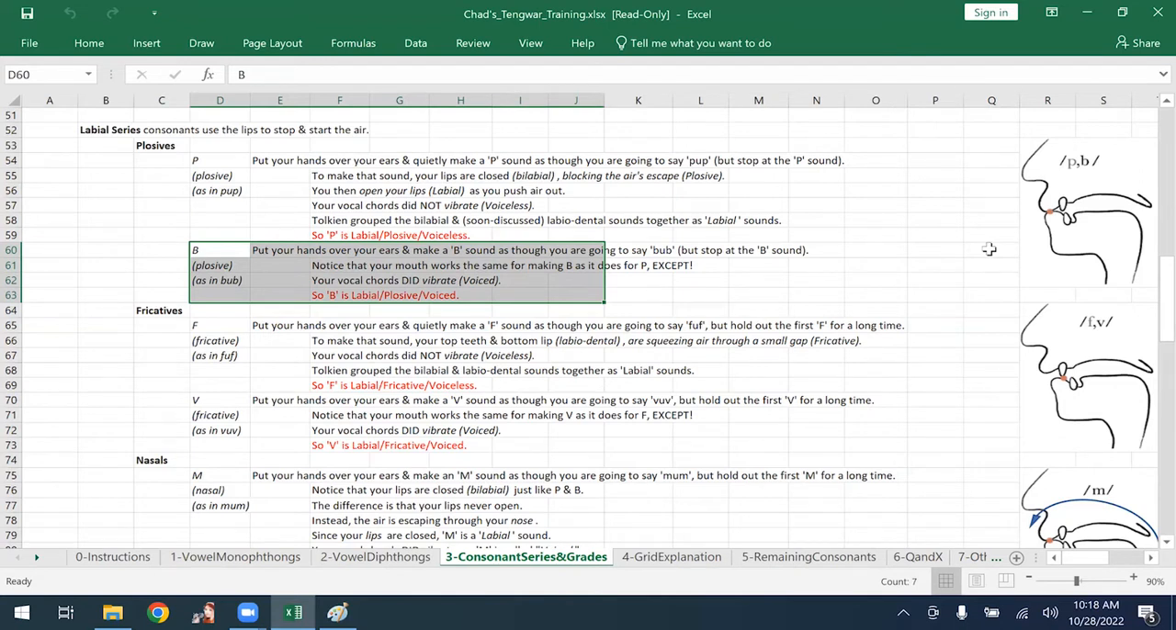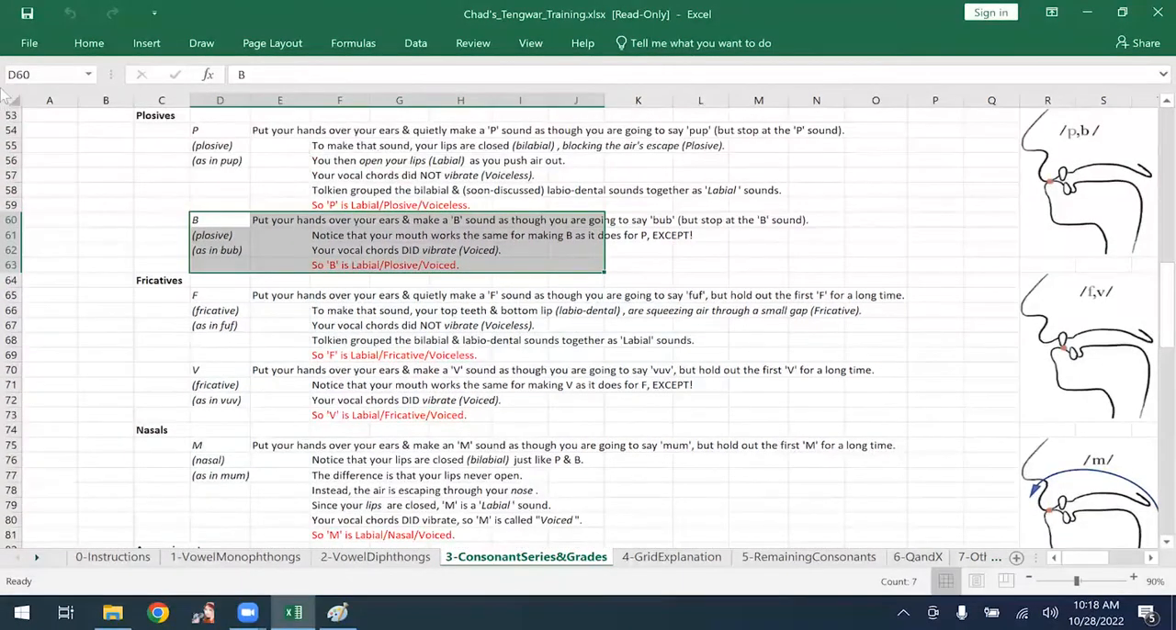It's hard to feel it if you don't put your hands over your ears. That's why I tell you to put your hands over your ears all day. So then moving on, because that was simple.